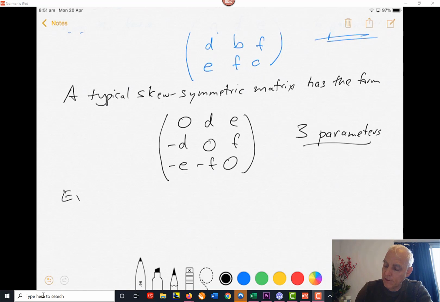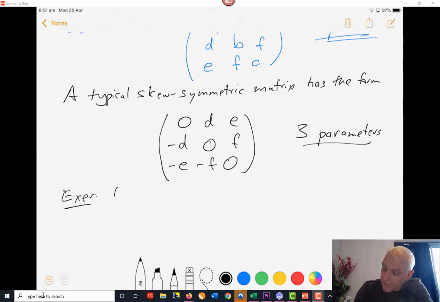Here's a little exercise. If A is an n by n matrix, show that B, which is A plus A transpose over 2, is symmetric, and C, which is A minus A transpose over 2, is skew-symmetric. And you can also show that A is B plus C, which shows us that we can write every matrix A as a sum of a symmetric matrix and a skew-symmetric matrix. It's a pleasant little exercise.